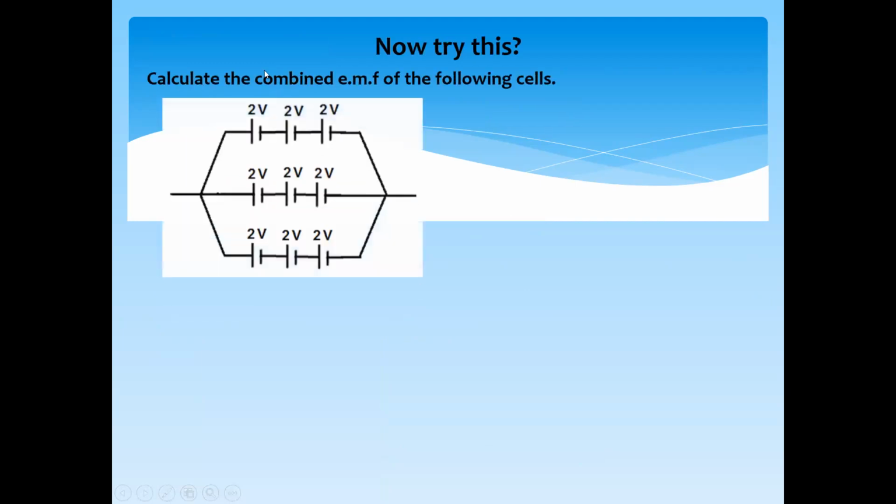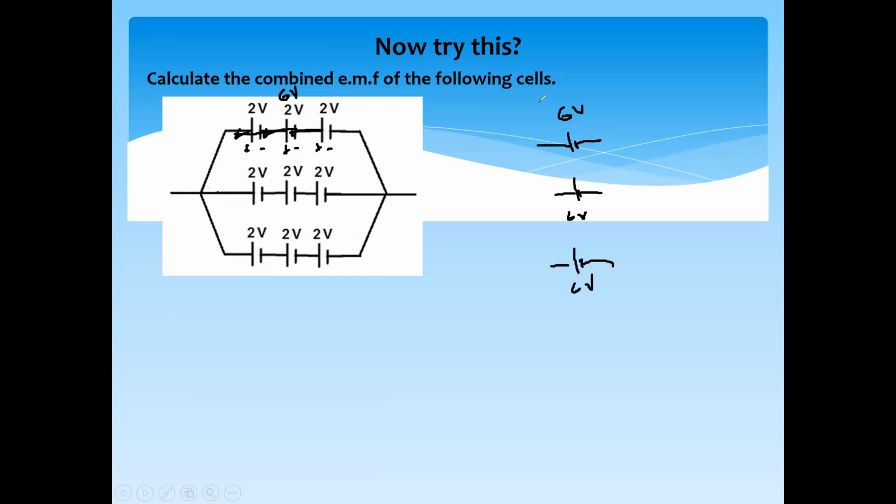So for example, we want to find the combined EMF of the following cells. So the question is, what is the combined EMF? So here, this is plus minus, plus minus, plus minus. So it means that they all want to transfer the energy in the same direction. So this will be 6. In the same way, the bottom will be 6. So all will be 6 here. So this 6 volt will be there in parallel, then 6 volt, and then 6 volt. And in parallel, we don't add them, their voltage remains the same.